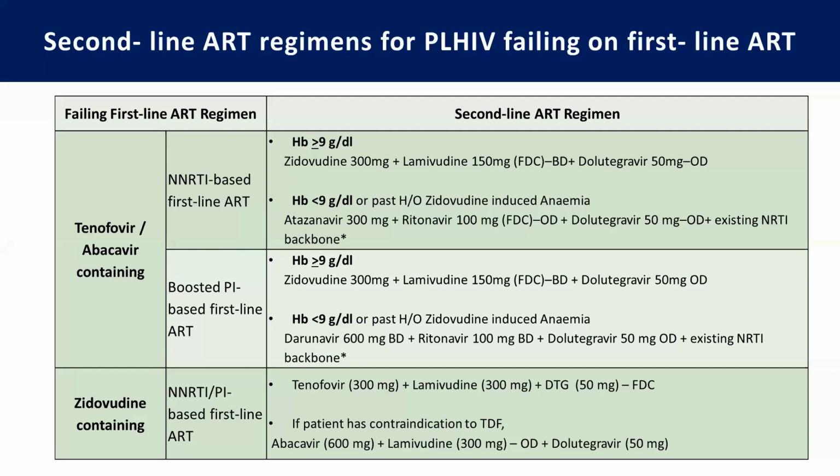Now if the patient was on a zidovudine containing regimen with NNRTI or PI based first line, so now the second line will have TL. So ZLE, second line will be TLD. If the patient was on ZL-ATVR, then again, the patient will be on TLD as the second line. So either ZLE or ZL-ATVR, second line will be TLD. However, if the patient has a contraindication to tenofovir, then we have to give abacavir, lamivudine and DTG. For example, if the creatinine is high and you cannot use tenofovir, then the patient will be on abacavir, lamivudine, DTG.